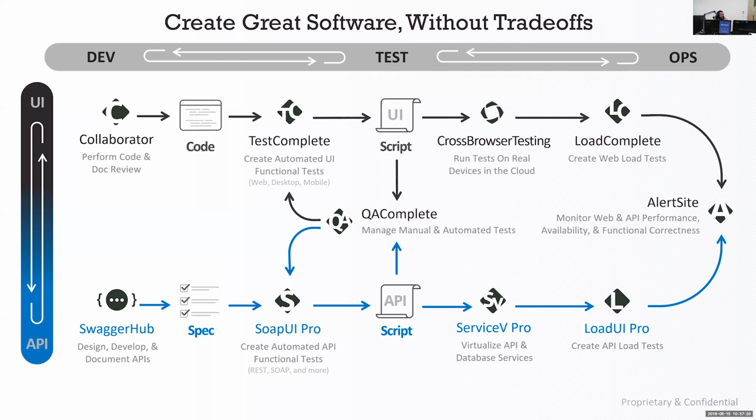And then in our API layer, we have SwaggerHub, which is our design-first collaboration tool for designing Swagger specifications. SoapUI Pro, which is for creating automated API functional tests, and we'll talk more about that. ServiceV Pro, which is for virtualizing API and database services. And LoadUI Pro, which is our performance testing for the API tests.